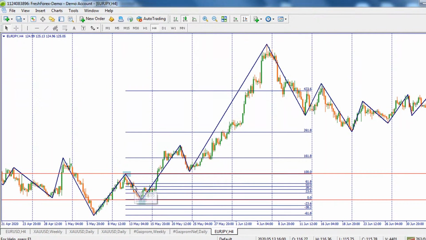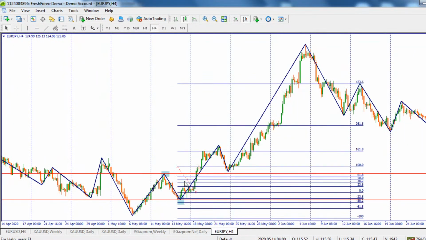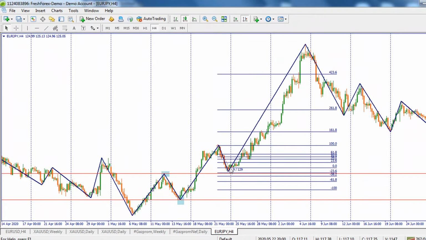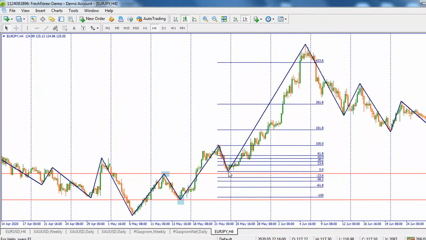So we'll now drag this up like this. We'll drag it up. Then we use this as the swing low, and this as the swing high. This as the swing high, then this as the swing low.